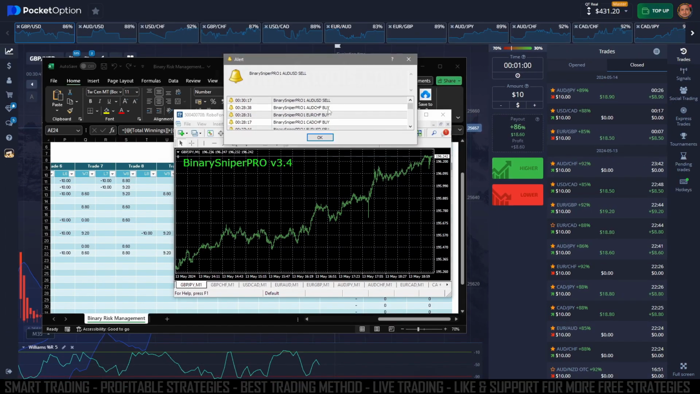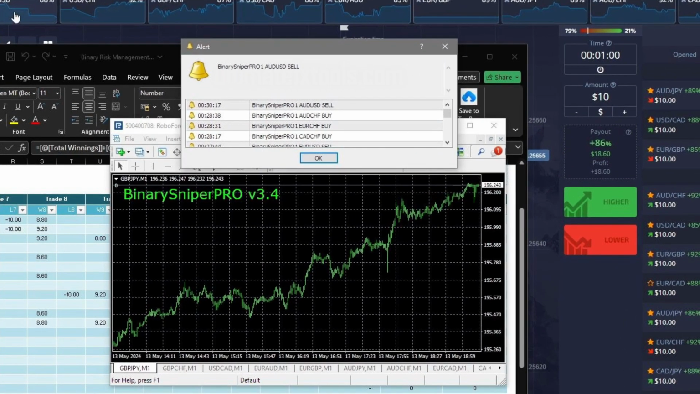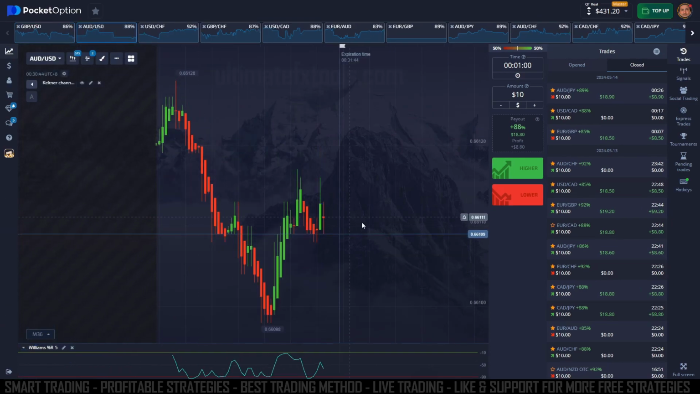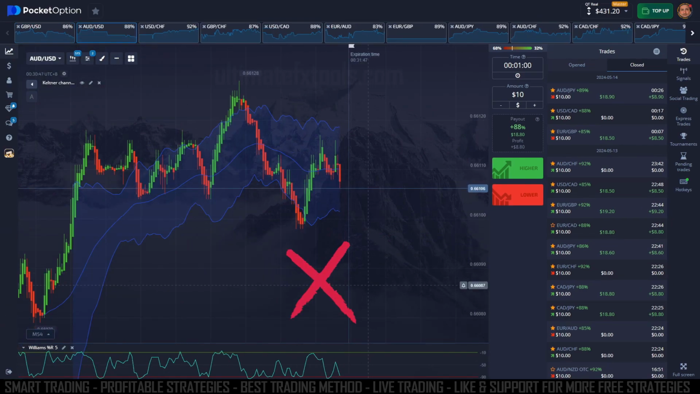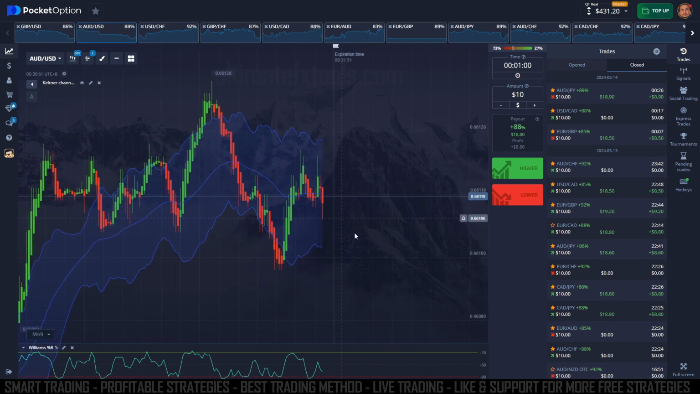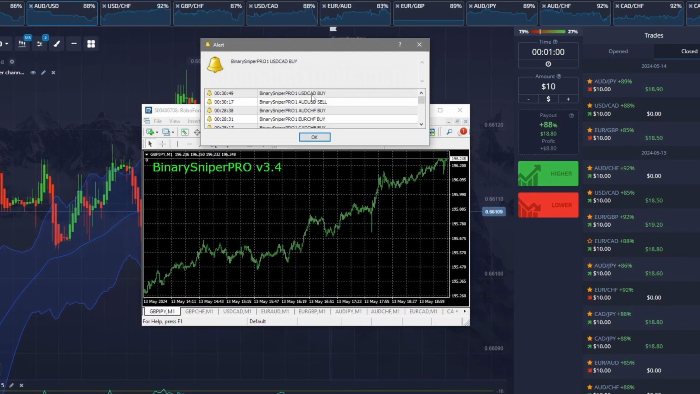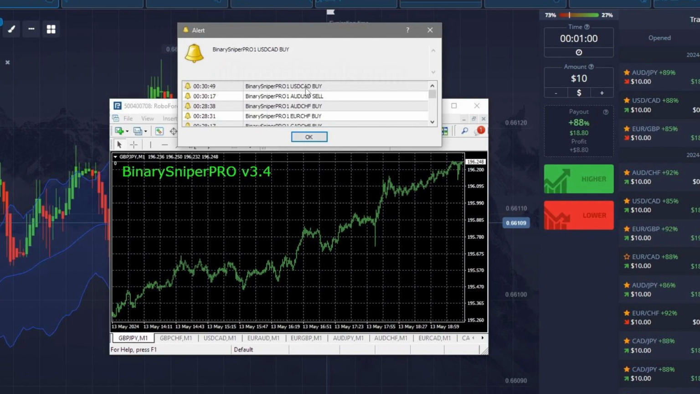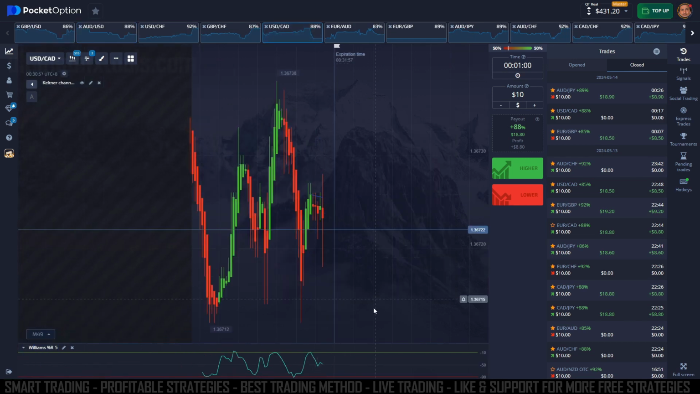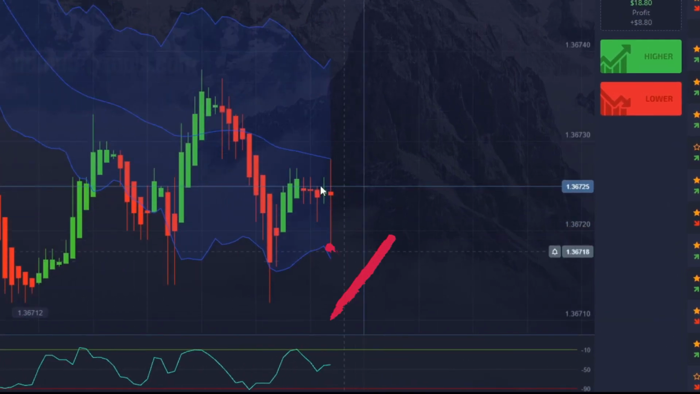We received a trading alert from our Binary Sniper Pro, AUD/USD, a sell alert signal. As we can see, there is no corresponding trend or reversal to support this trade. Therefore, let us avoid trading with it. Another confirmation alert, USD/CAD, a buy signal. Let's check its market situation. It is not a good position to trade.